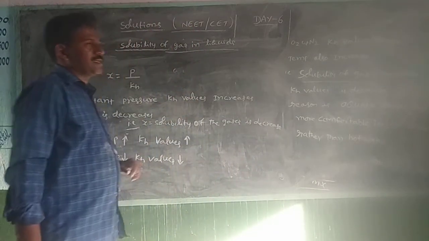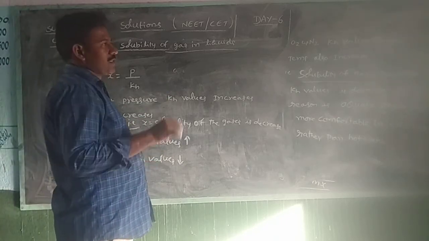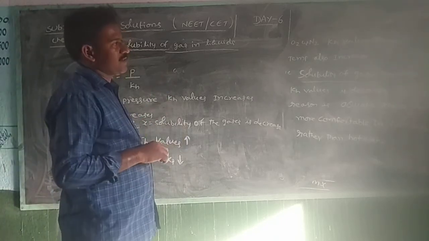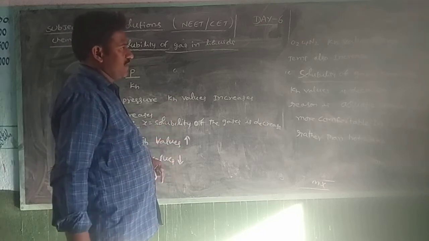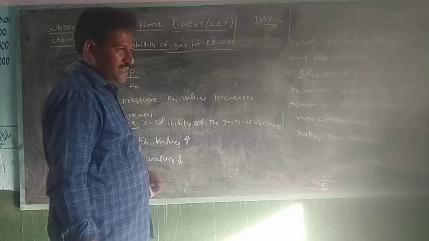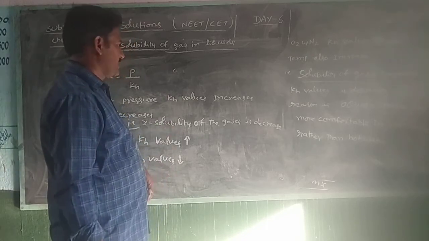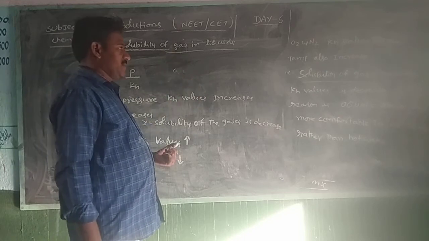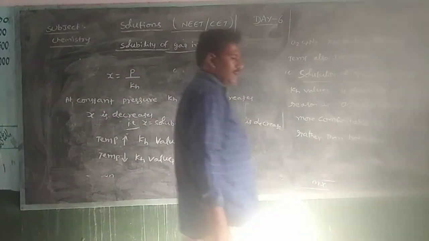This is Henry's law. Henry's law means at constant temperature, the solubility of a gas in a liquid is directly proportional to the partial pressure of the gas. Another definition: the partial pressure of the gas in the vapor phase is directly proportional to the mole fraction of the gas. I have already explained this. This is the concept for Henry's law.